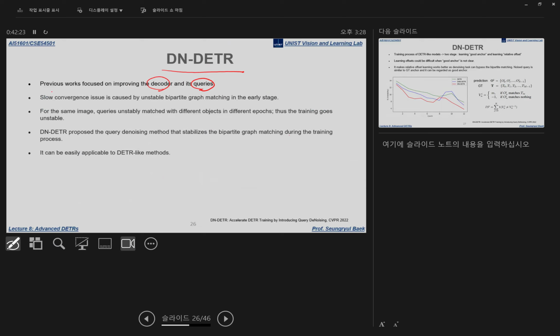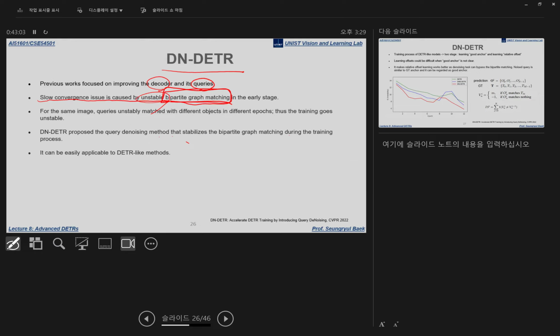But DN-DETR points out a different reason why DETR training is slow. They say that slow convergence is caused by bipartite matching. Unstable bipartite matching happens. So they point out a different reason why DETR suffers and requires a lot of epochs. They point out that the issue lies in the bipartite matching part, especially in the early stage of the training.